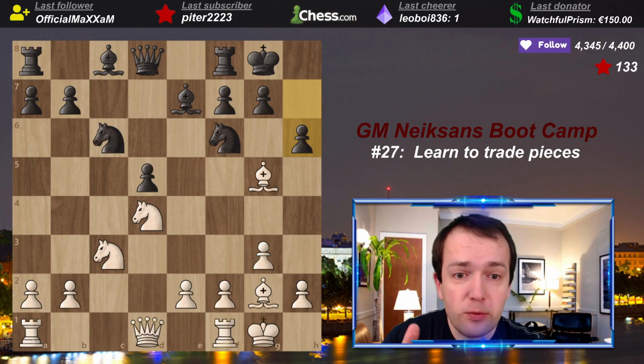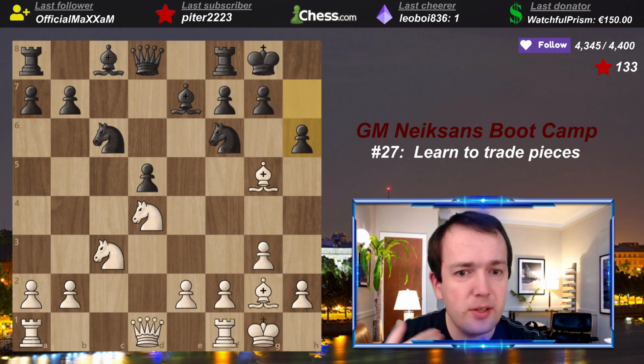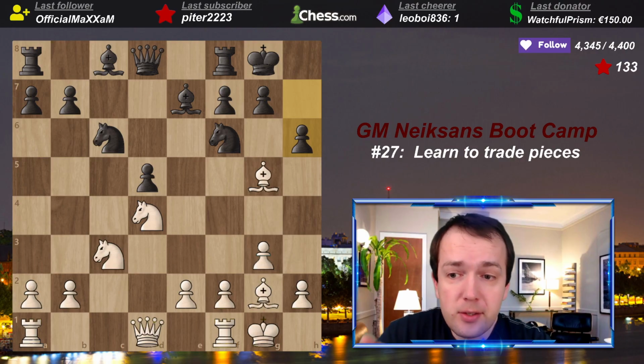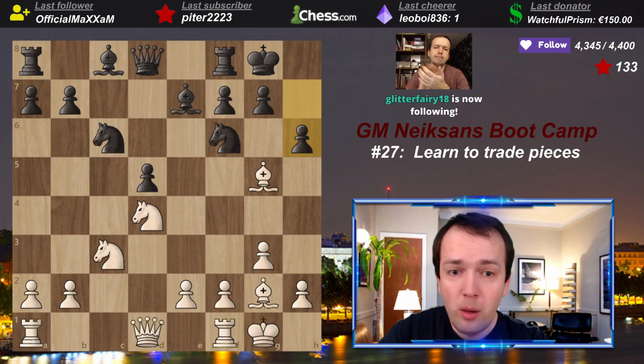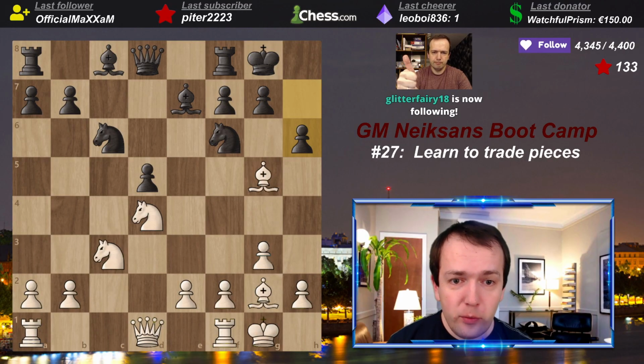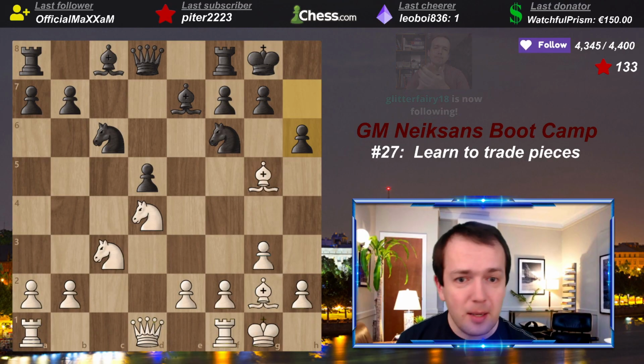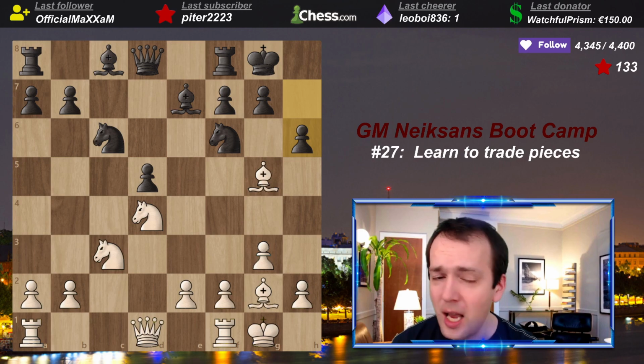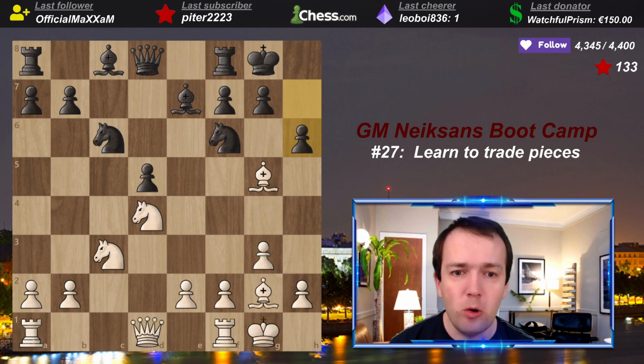And the same applies for black. Black doesn't want to take on d4, because after knight e4, queen d4, this is a trade which only makes your pawn on d5 so much weaker. So both opponents are waiting for the other to trade, and both of them are not happy to do it themselves. And this is a very common moment.